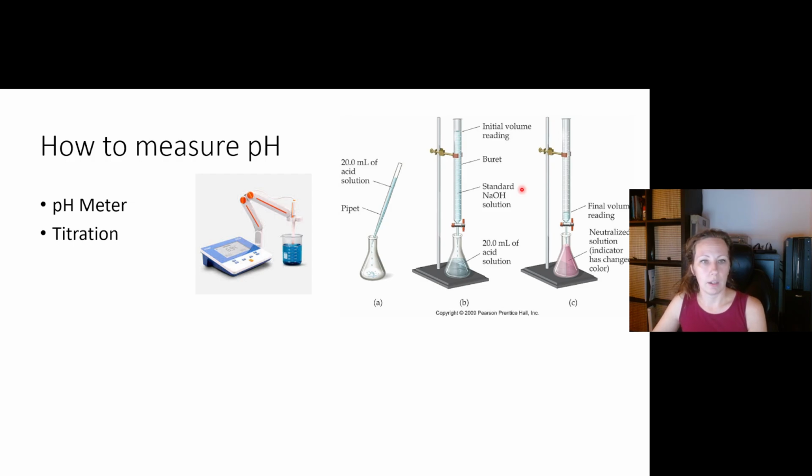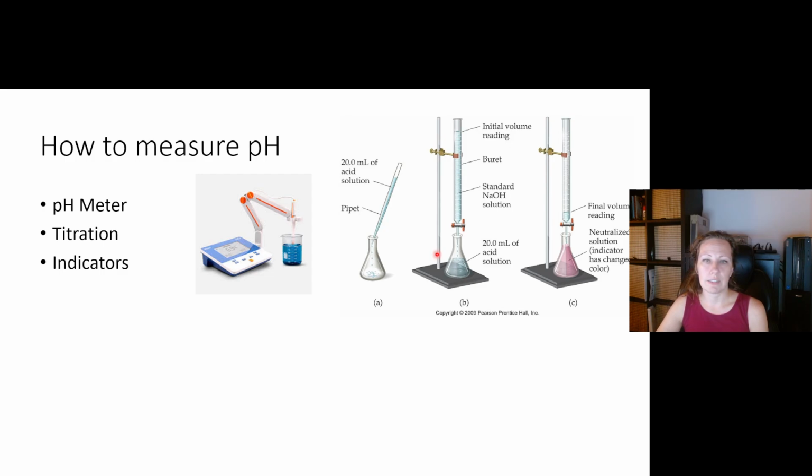You are measuring this as you add it, slowly, drop by drop, until your indicator changes color once you hit a certain pH. Then you read the final volume to know how much of the base or acid you added. This is called a neutralization reaction, and you can then calculate what the initial pH was of your unknown.